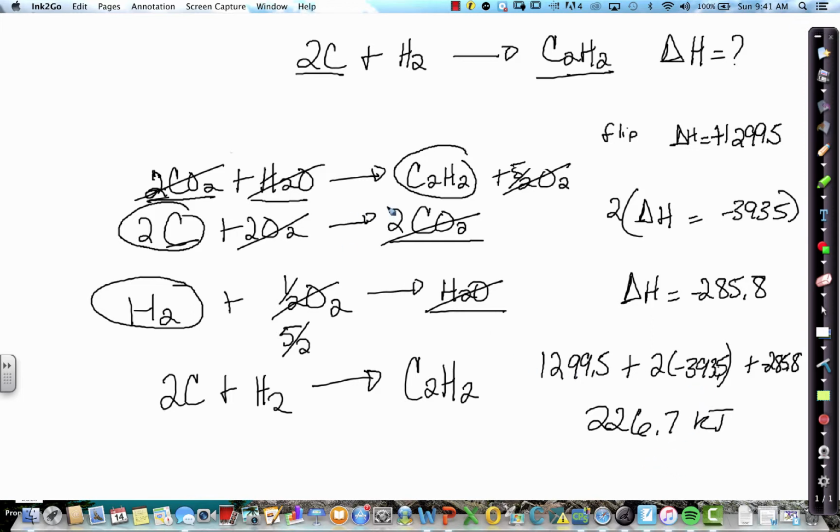All right, so whenever we're doing this, you're going to manipulate the equations to get your ultimate equation that you want. Whatever you do to the equation must be done to the enthalpy, and then at the end you just combine the enthalpies. So let's look at another one.